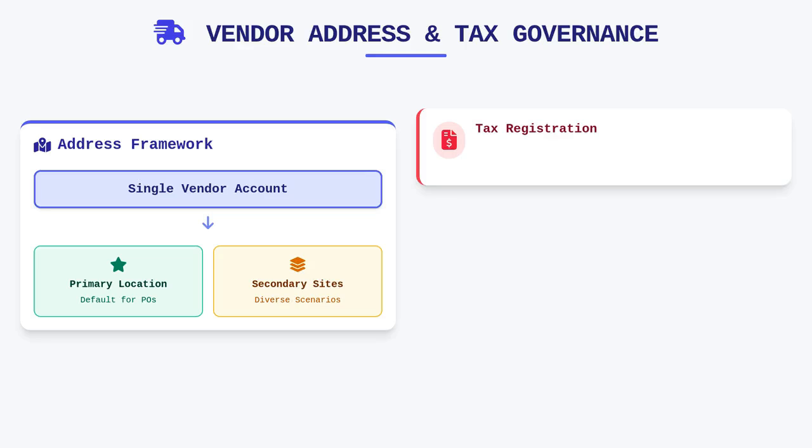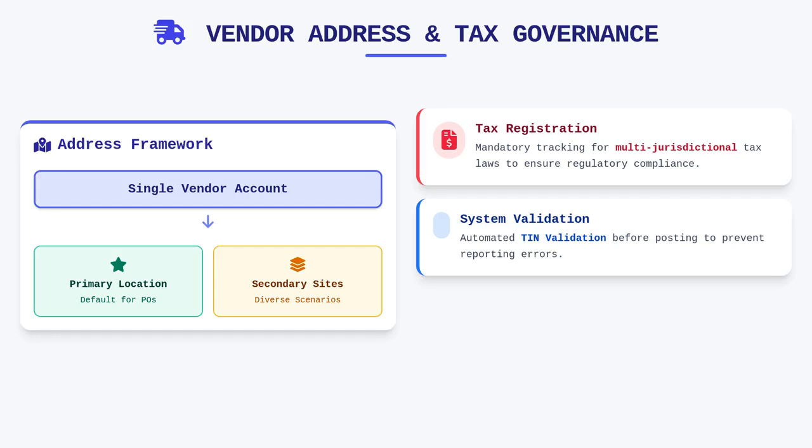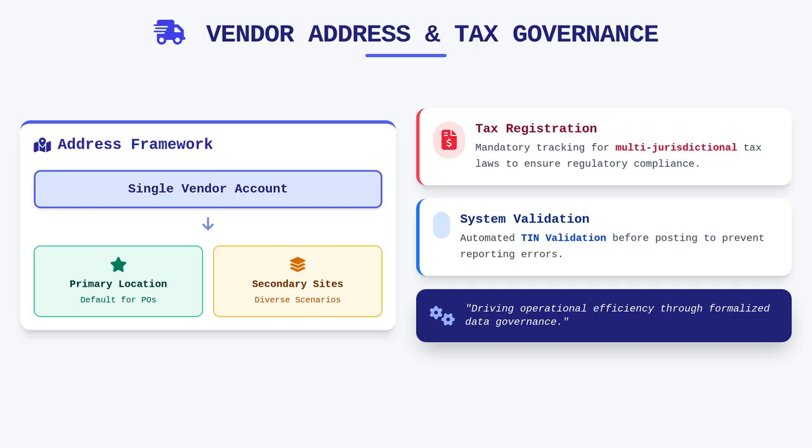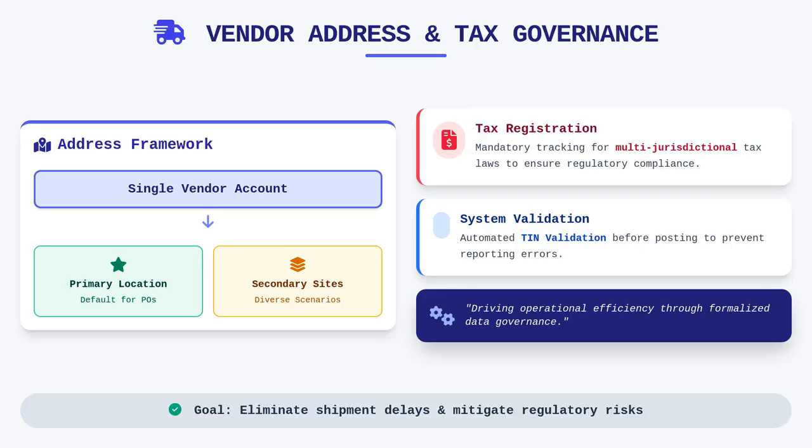Furthermore, the mandatory tax registration tracking must be configured for each vendor, particularly for organizations operating under multi-jurisdictional tax laws. This configuration ensures that the system validates the vendor's tax identification number before posting, protecting your entity from regulatory compliance issues related to tax reporting. By formalizing these governance rules, you create a robust ecosystem where vendor data is not just stored, but actively managed to drive operational efficiency.